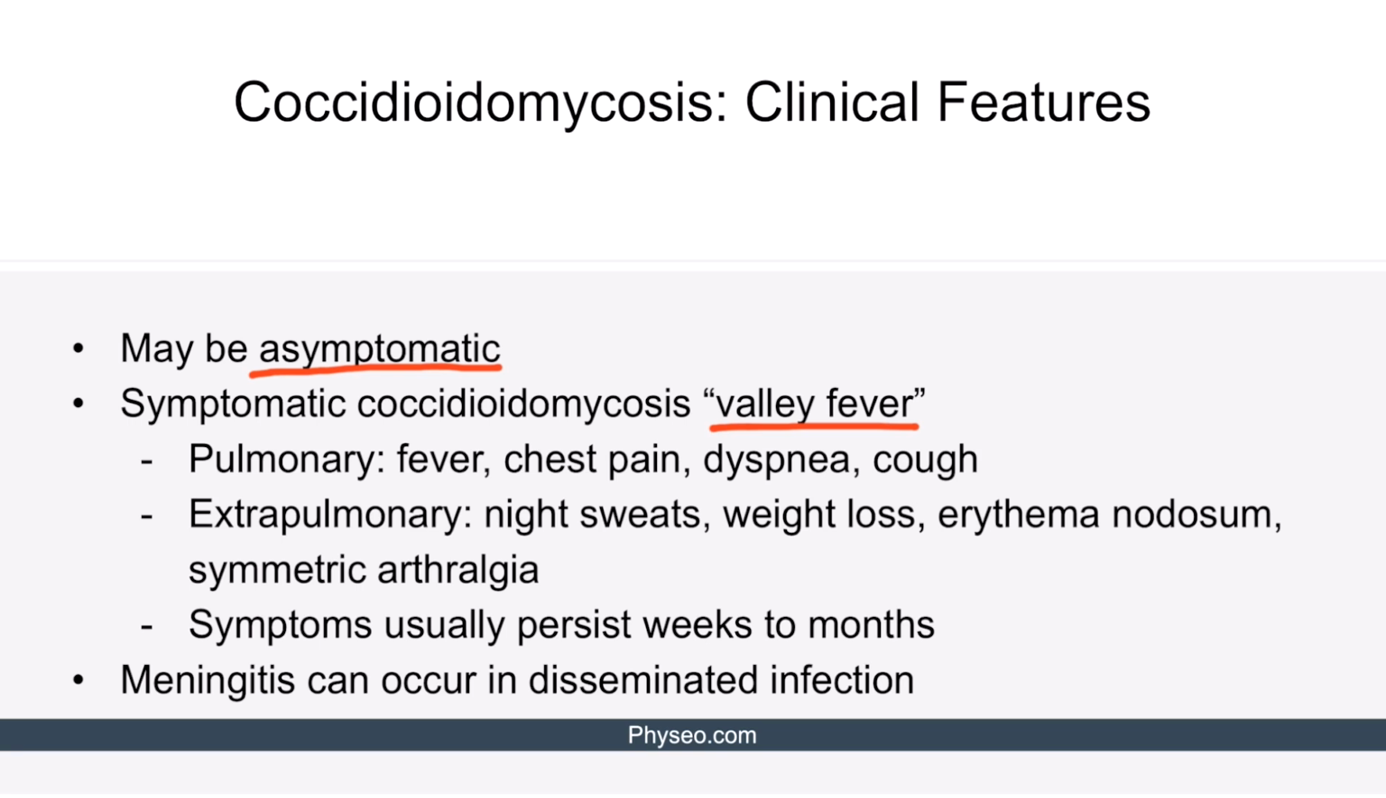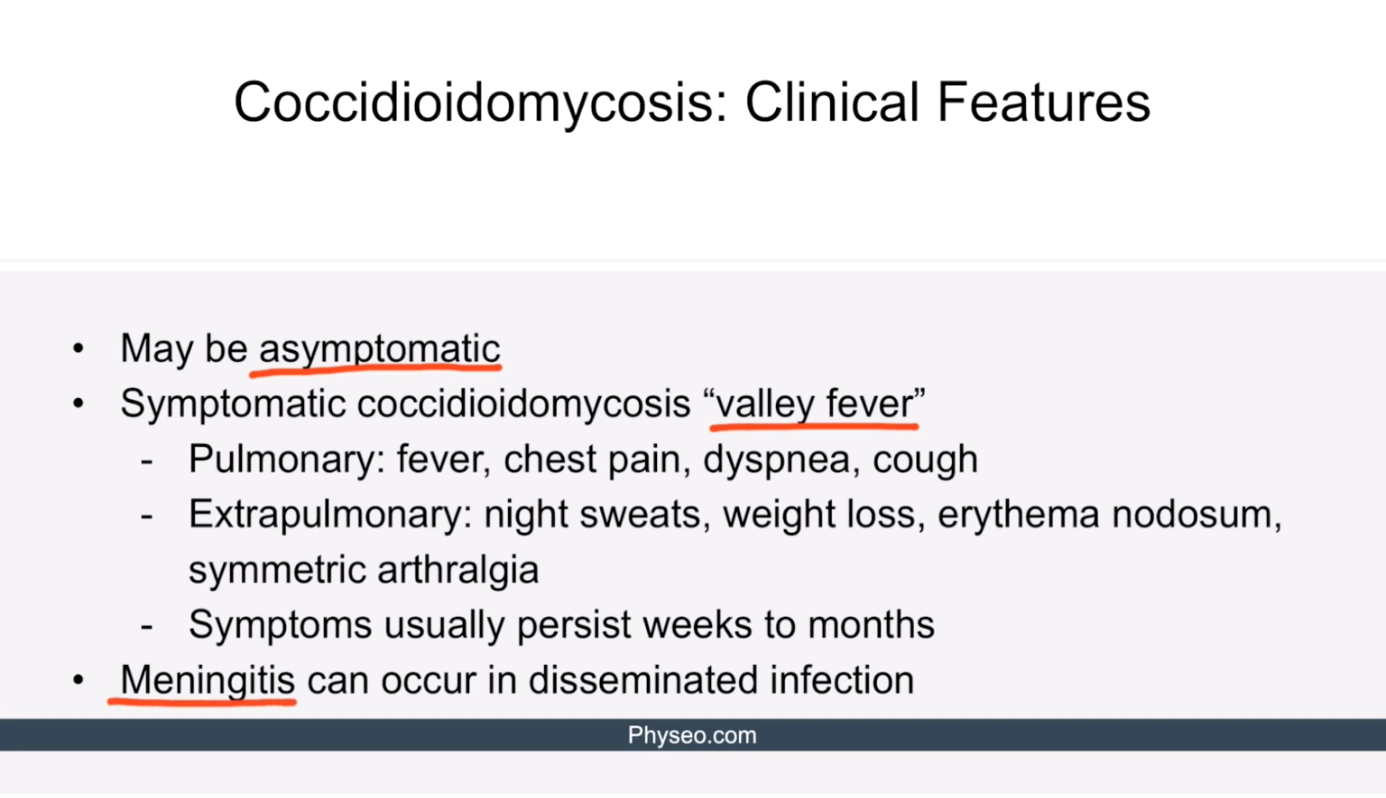But just like the other conditions, it can have extrapulmonary symptoms. And those would include night sweats, weight loss, erythema nodosum, and symmetric arthralgia. And if they do have symptoms, they'll usually persist for a few weeks and even months. And in the case of disseminated coccidioidomycosis, you're really worried about the CNS dissemination, so meningitis.